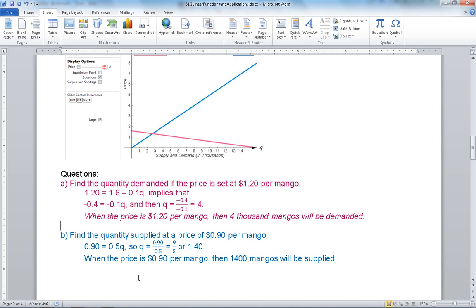To solve algebraically, we just set the price of 90 cents equals the linear function, 1/2 of Q. So then divide through by 1/2 on both sides, and you get that Q is 1.40. Again, this is in thousands. So when the price is 90 cents per mango, then 1,400 mangoes will be supplied.